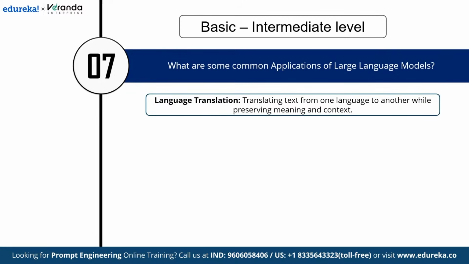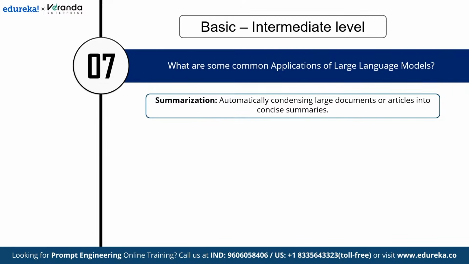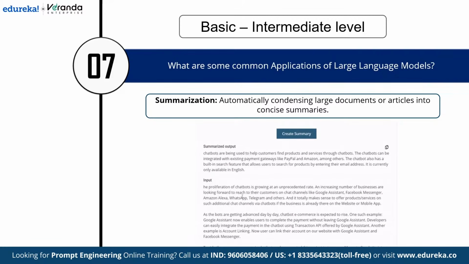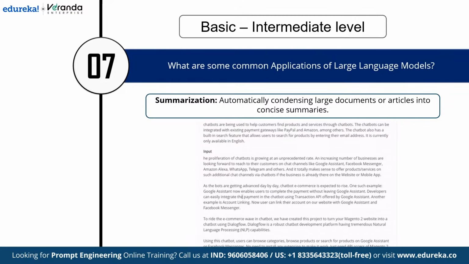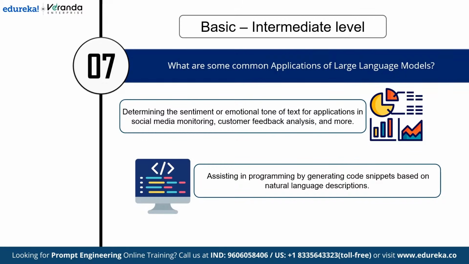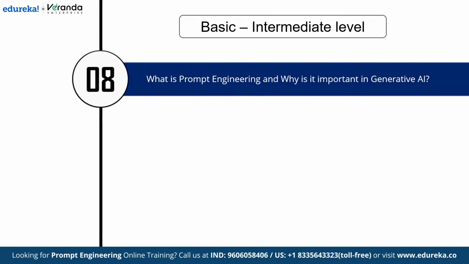Next, language translation, translating text from one language to another while preserving meaning and context. Also, in summarization, automatically compressing large documents or articles into concise summaries. And you can also give examples of sentiment analysis, which determines the sentiment or emotional tone of text for applications in social media monitoring, customer feedback analysis, and more. Also, in code generation, where it is assisting in programming by generating code snippets based on natural language descriptions.